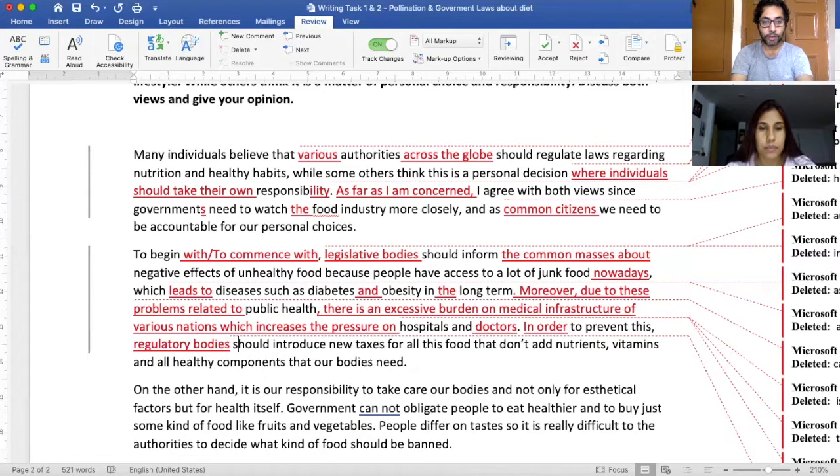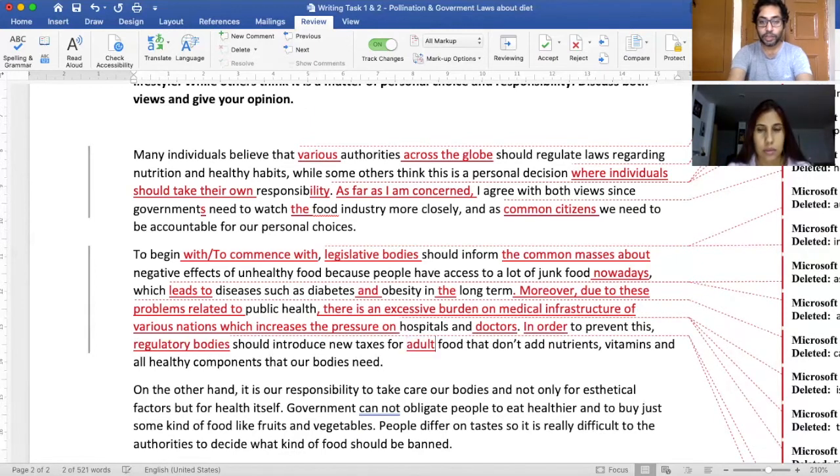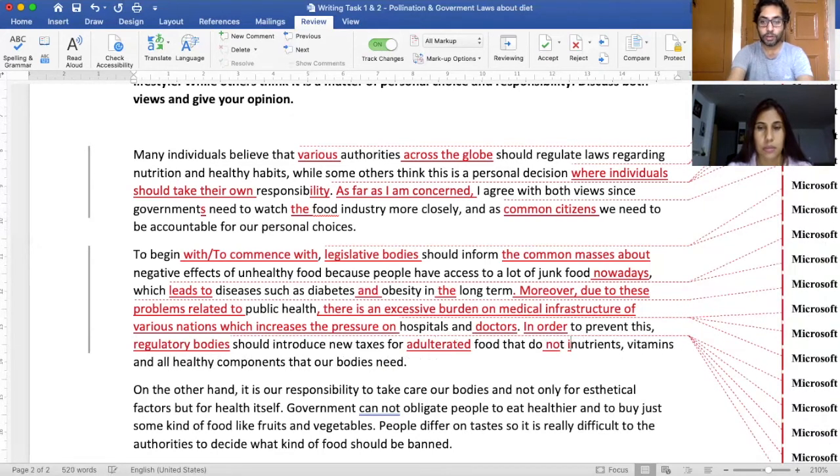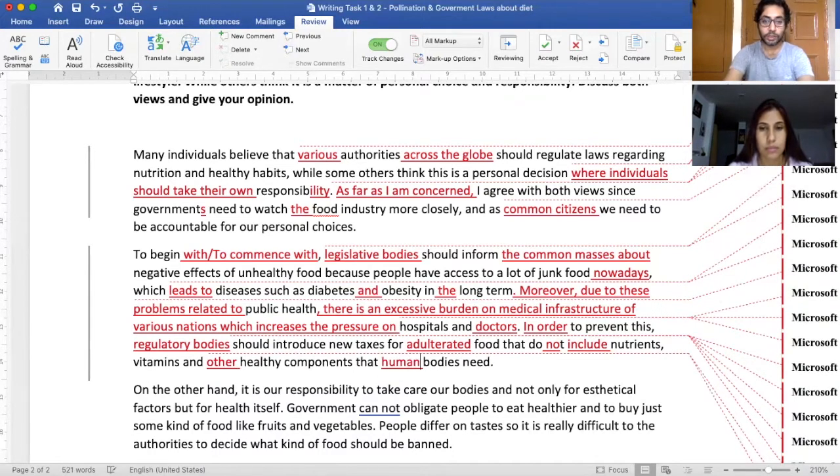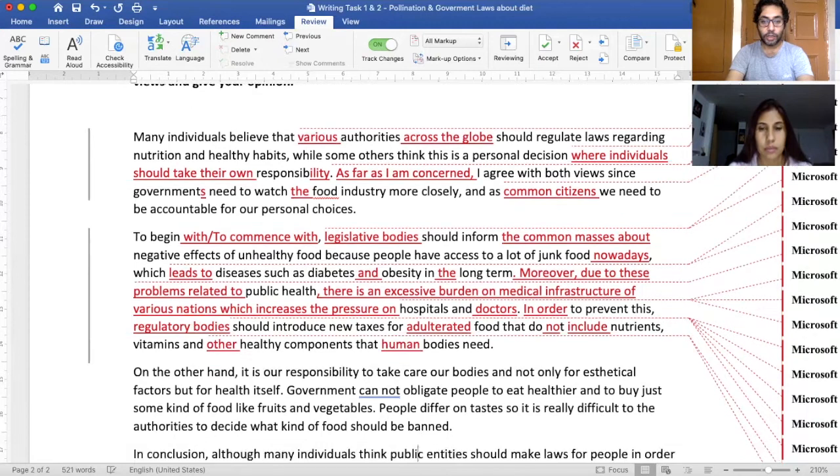Regulatory bodies should introduce new taxes for unhealthy food. What is unhealthy food? Or adulterated food, that does not include nutrients, vitamins, and other healthy components which human bodies need. That don't include short forms, very rare. Okay. On the other hand, okay.